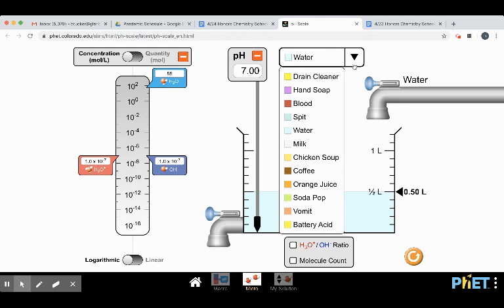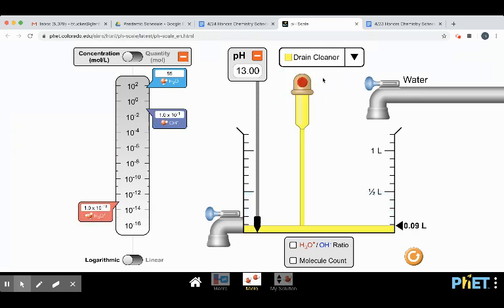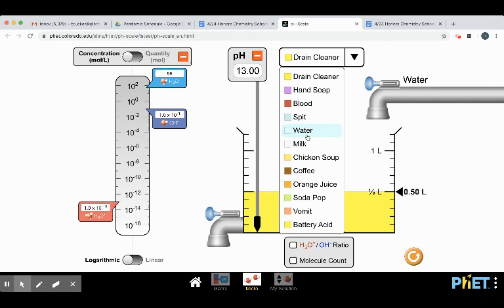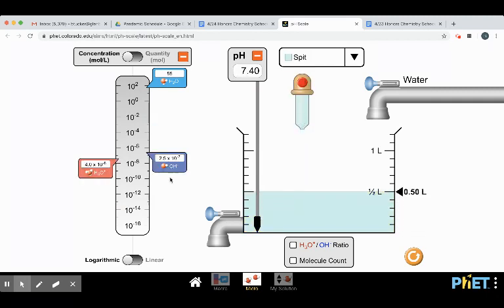Now let's check question 1 here. When substances have a pH greater than 7, like drain cleaner, whoa, check this out. It looks like the concentration of OH minus for this one is way greater than the concentration of H3O plus. Something a little less basic, like spit, is just slightly more. But I guess the trend is that when substances have a pH greater than 7, OH minus is going to be greater than H plus.